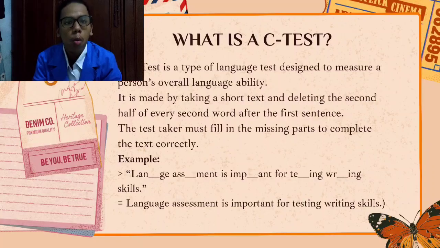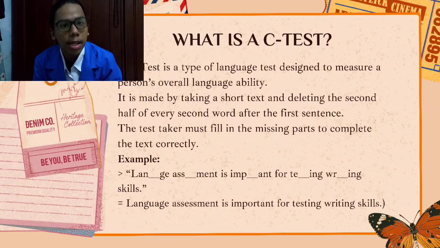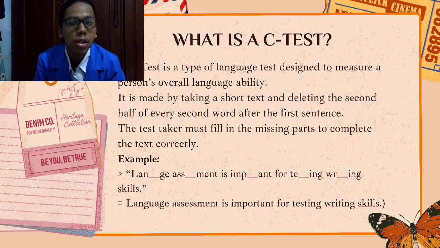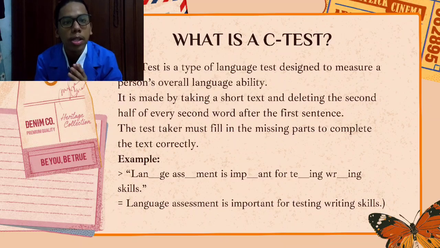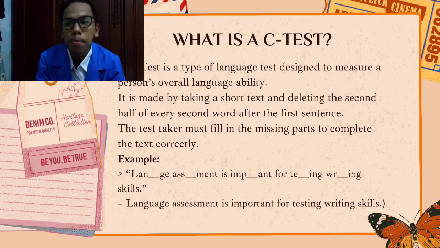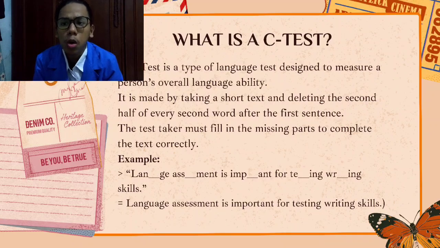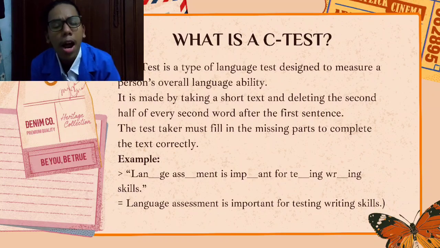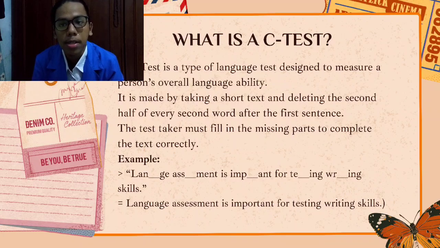Okay. So, what is a C-test? A C-test is a type of language test designed to measure a person's overall language ability. It is made by taking a short text and deleting the second half of every second word after the first sentence. The test taker must fill in the missing parts to complete the text correctly.